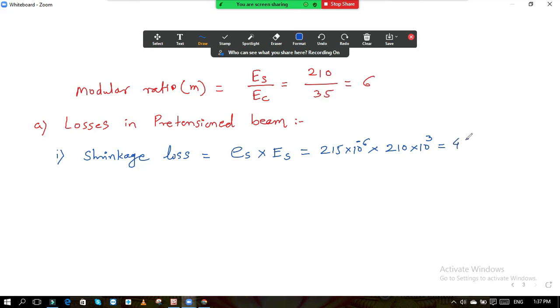So it is 45.15 Newton per mm square or megapascal. This is your shrinkage loss. Next is creep loss.